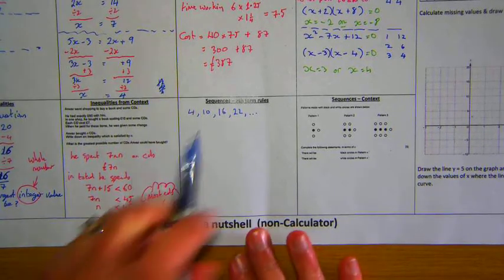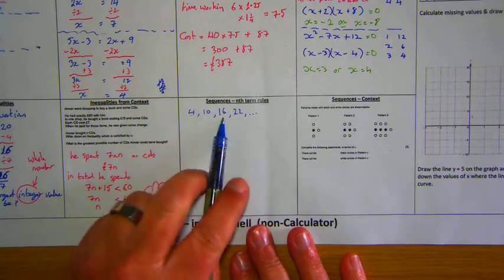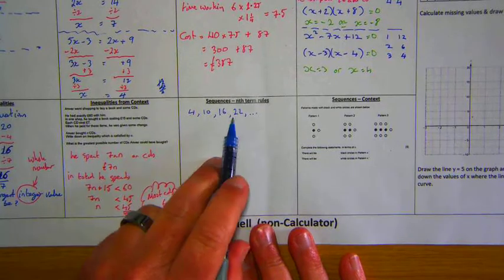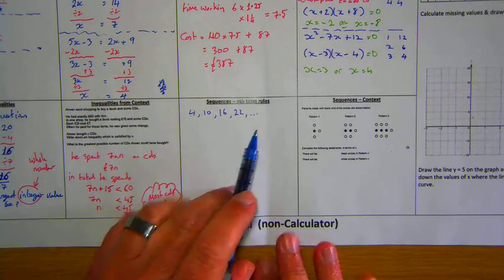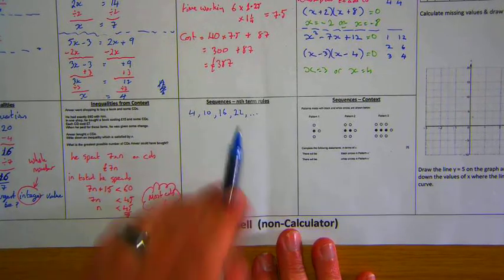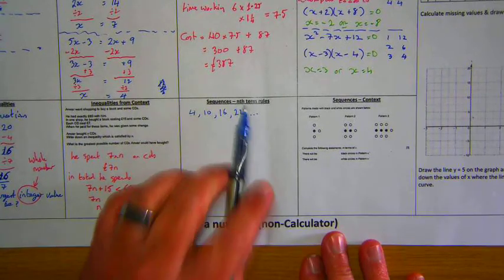So we can see here that this is going up in sixes. So 4 add 6 is 10, 10 add 6 is 16. So the next number would be 28. And the rule you would explain would be you would add 6 to the previous number. But what's more likely to be on an intermediate tier paper is what's called an nth term rule.